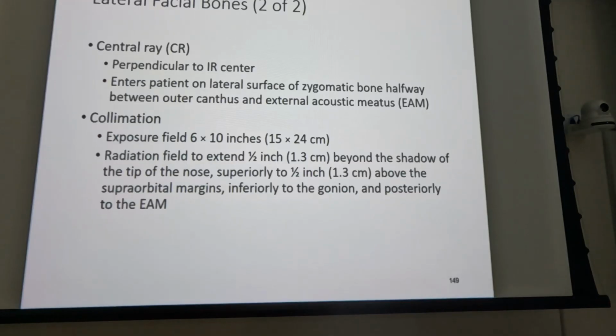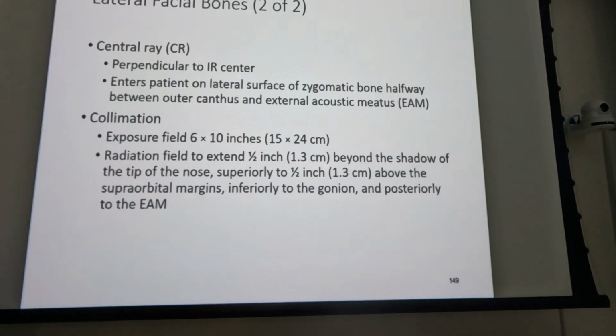So your radiation field is significantly smaller, 6 by 10. And you know, you can spend as much time as you want dialing in your collimation, trying to get it at that 6 by 10, or you can put your central ray where it needs to be and then extend your radiation field about 1/2 inch beyond the anatomy that you want to see. So that's lateral facial bones.